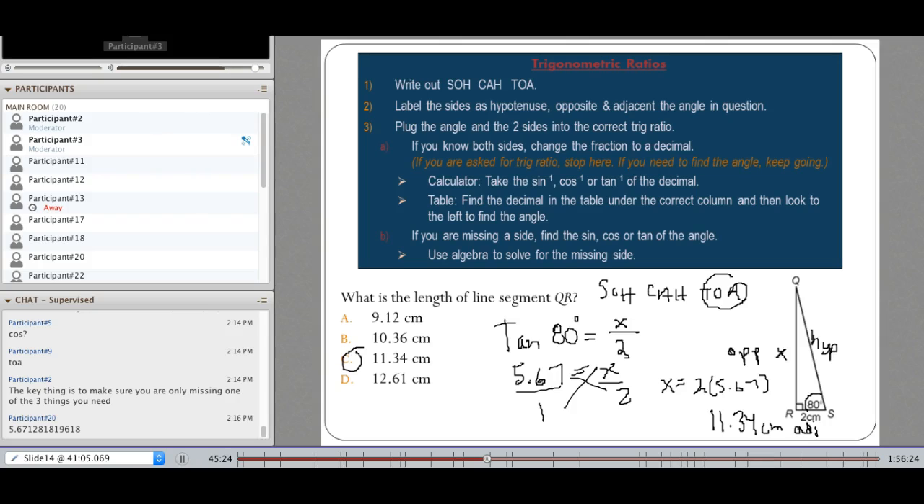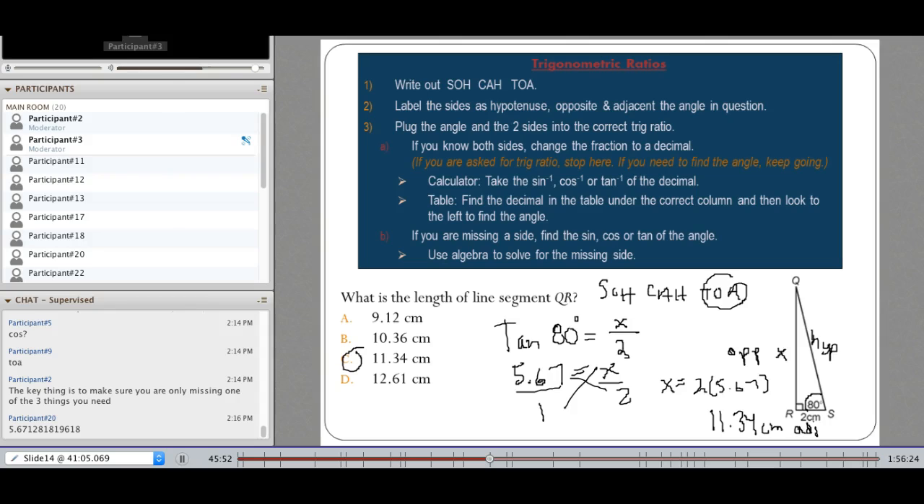Notice for this one, we didn't have to do any inverse function because we're not looking for the angle, we're looking for a missing side. The key thing to remember is if you're looking for a missing side, you're going to use the regular trig function, whether it's sine, cosine, or tangent. If you're looking for a missing angle, then your last step is to take the inverse trig function, whether it's the inverse of the tangent, the sine, or the cosine.